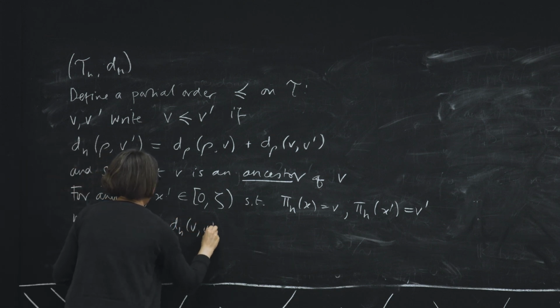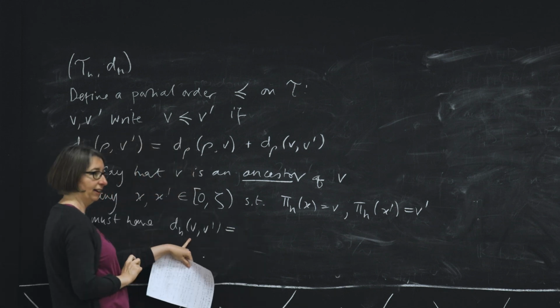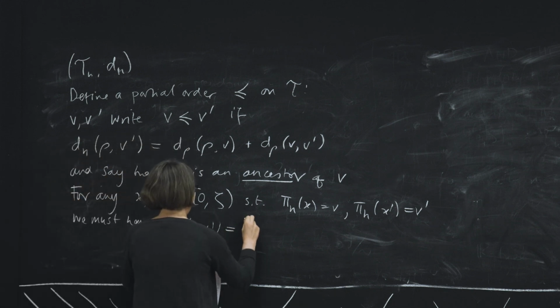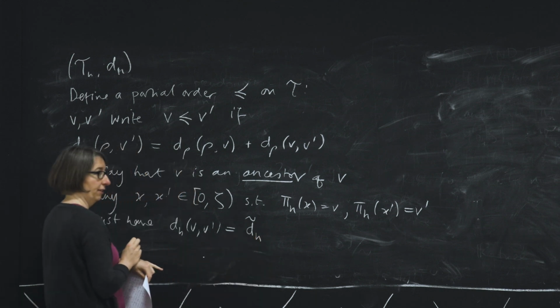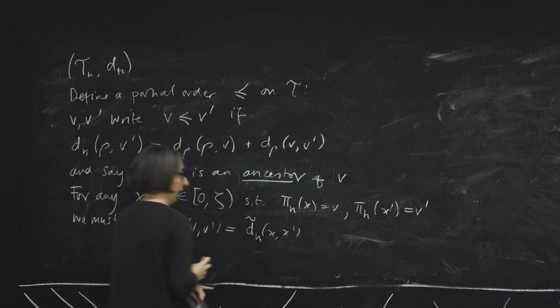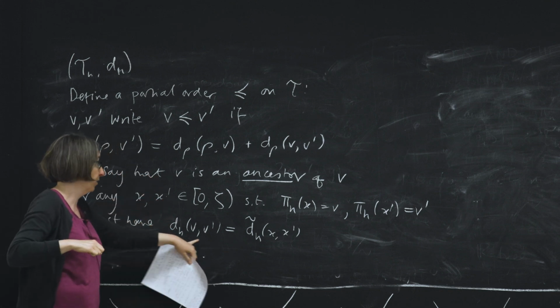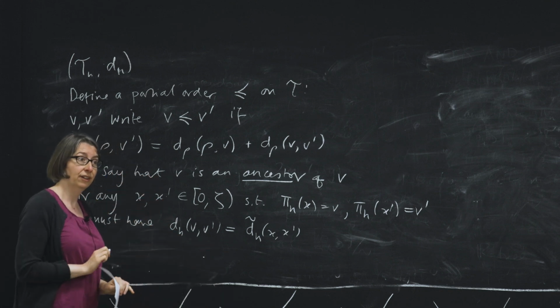Well, the distance between v and v primed, well, firstly, that's exactly the same thing as the pseudo distance d_h tilde between x and x primed, because x and x primed are pre-images of v and v primed under the projection.